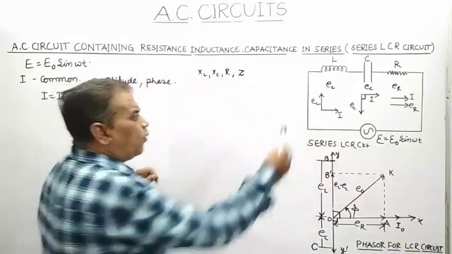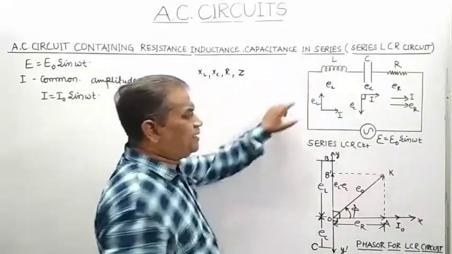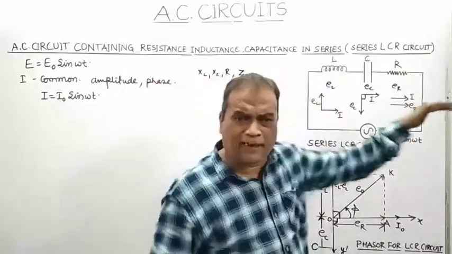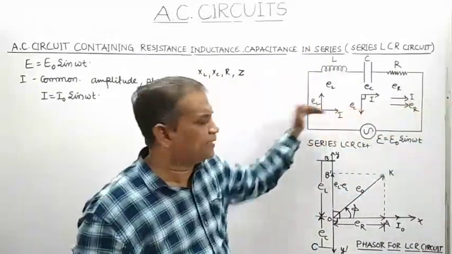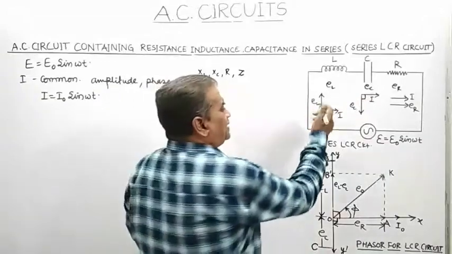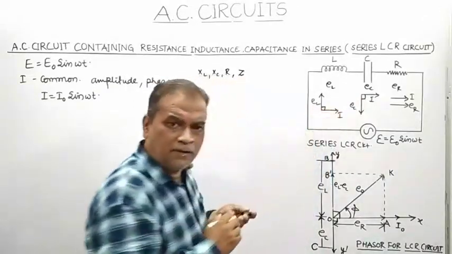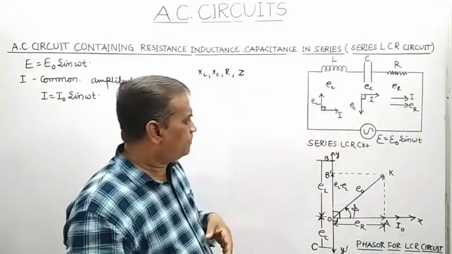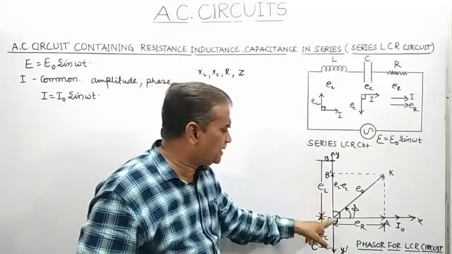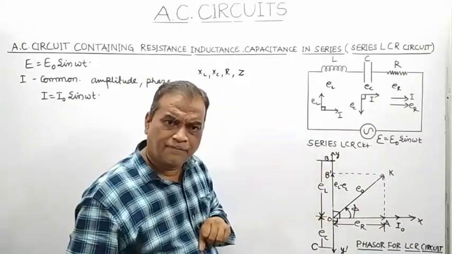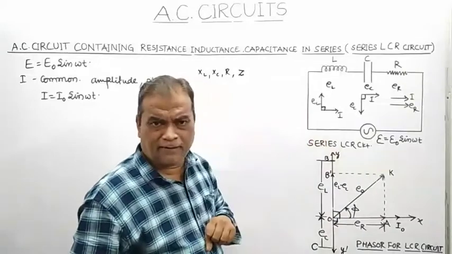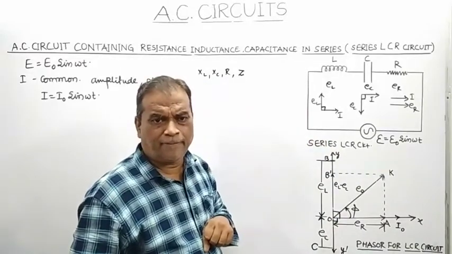Similarly, the voltage across the inductor EL leads the alternating current flowing through it by a phase angle of 90 degrees. Hence, EL is represented by means of OB, which is along the OI direction.